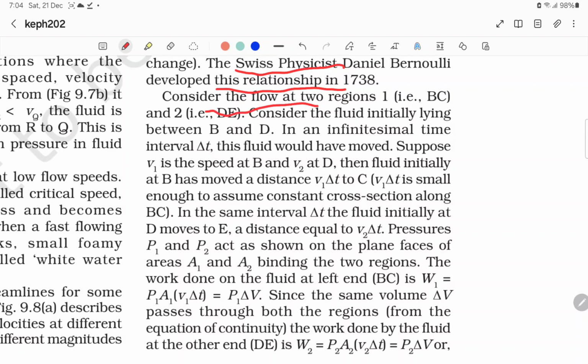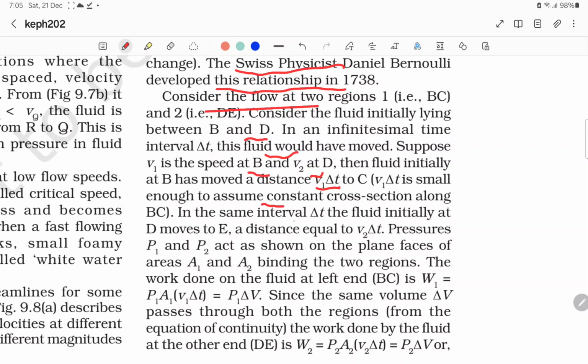Consider the flow at two regions, one that is BC and the other DE, at 1 and 2. Consider the fluid initially lying between B and D. In an infinitesimal time interval delta T, this fluid would have moved. Suppose V1 is the speed at B and V2 at D, then fluid initially at B has moved a distance V1 delta T to C. V1 delta T is small enough to assume constant cross section across BC.